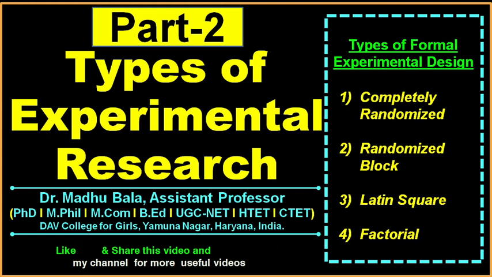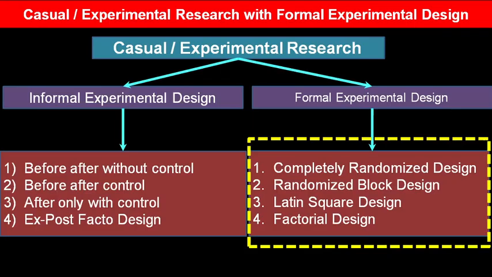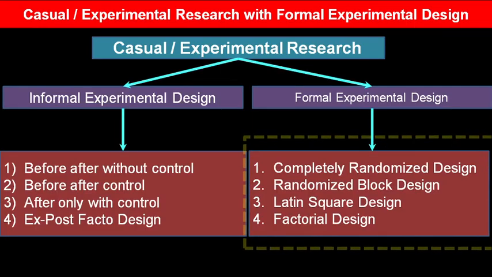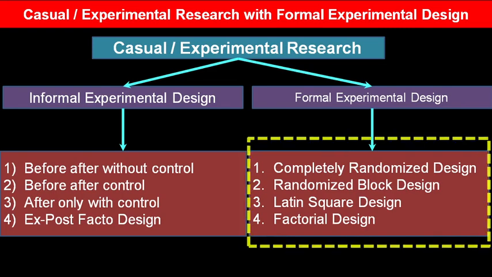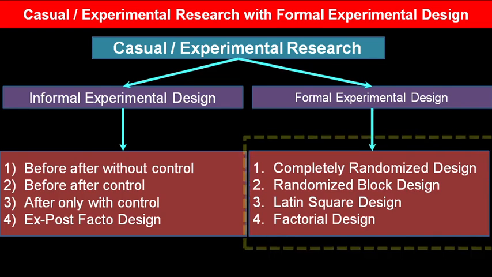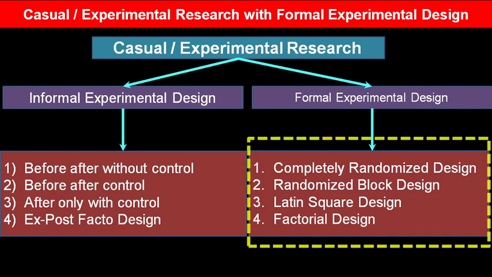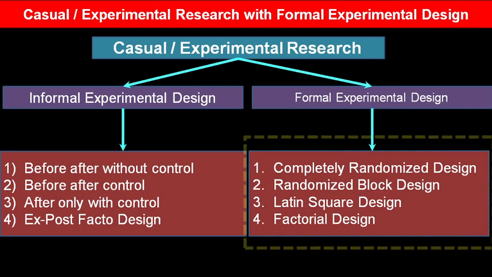Hello students, today we are going to discuss types of experimental research part 2. Causal or experimental research is of two types, informal experimental design and formal experimental design. In the previous video we discussed types of informal experimental design. In this video we are going to discuss the types of formal experimental design.